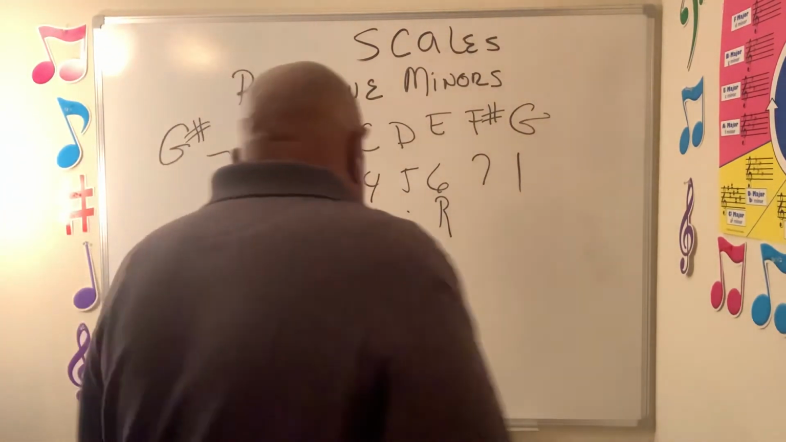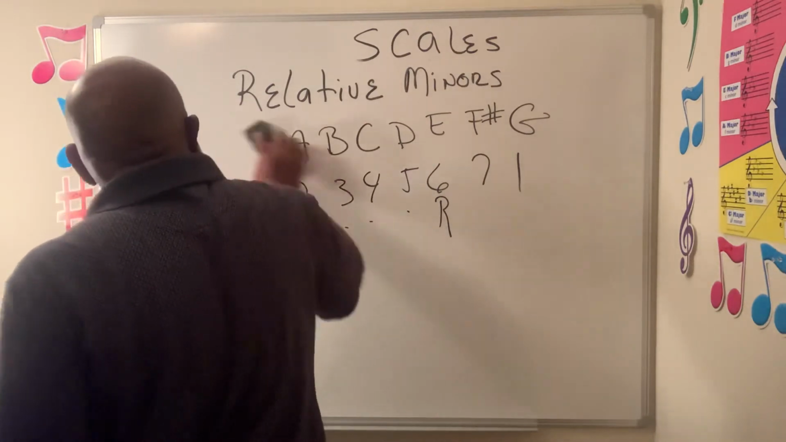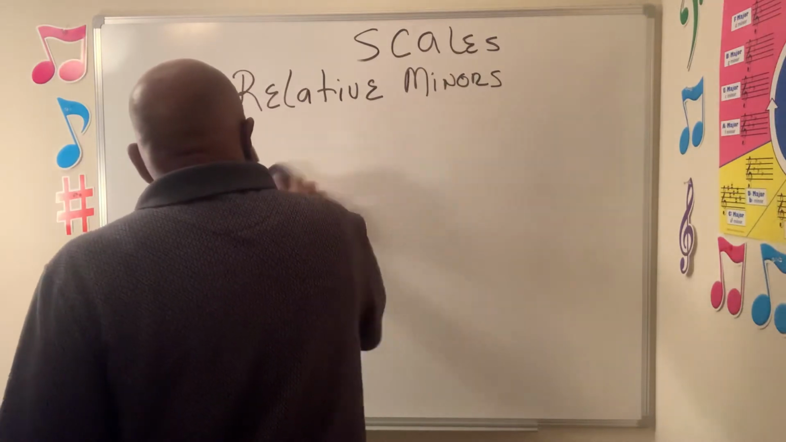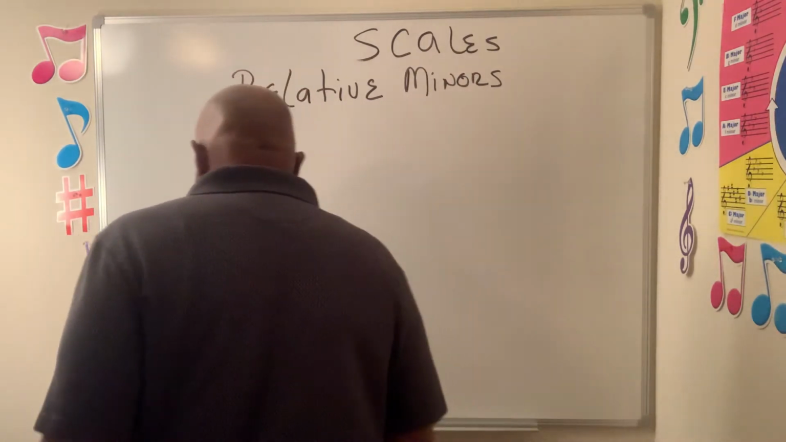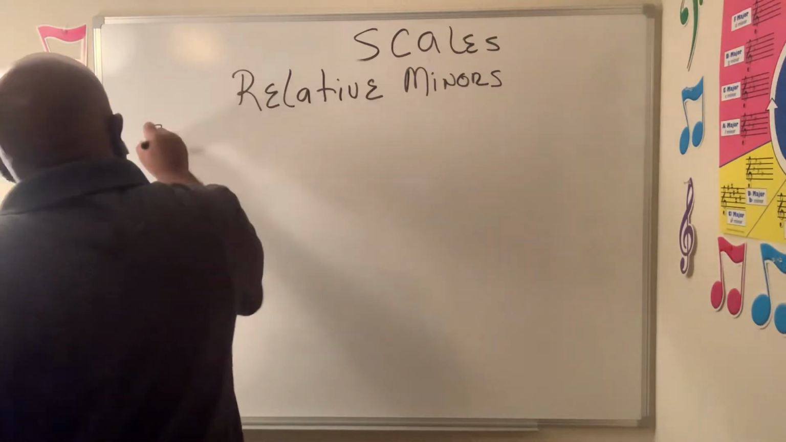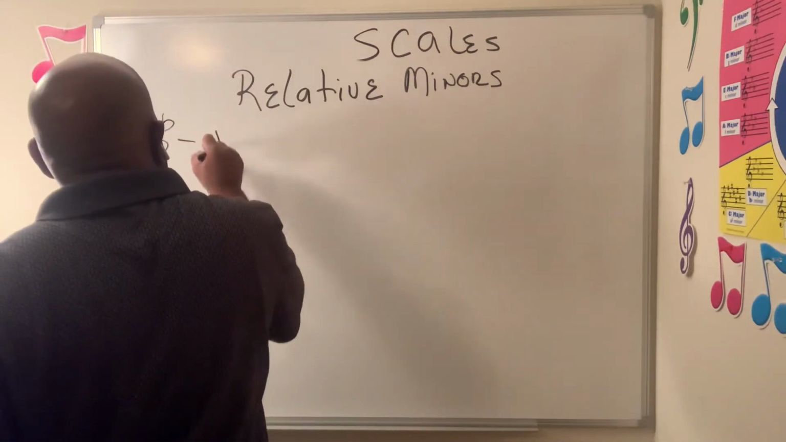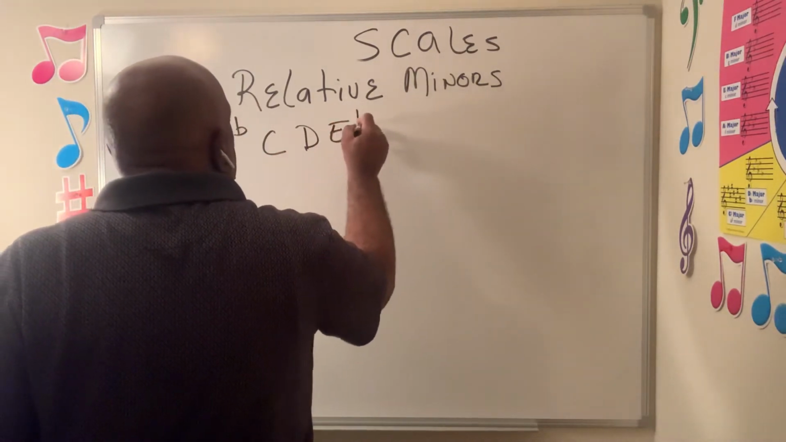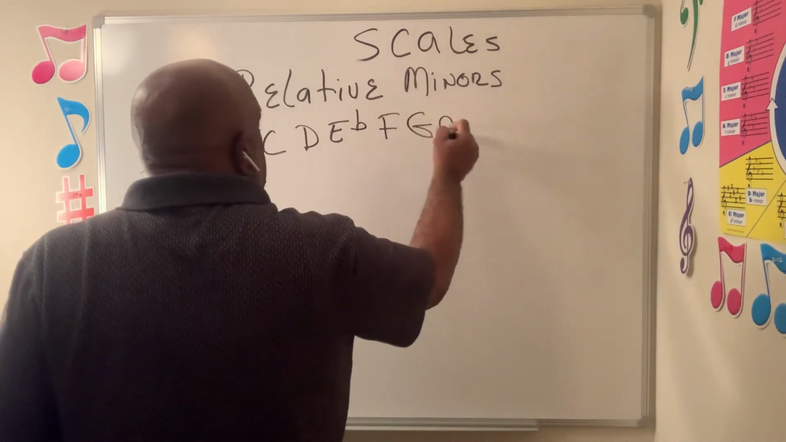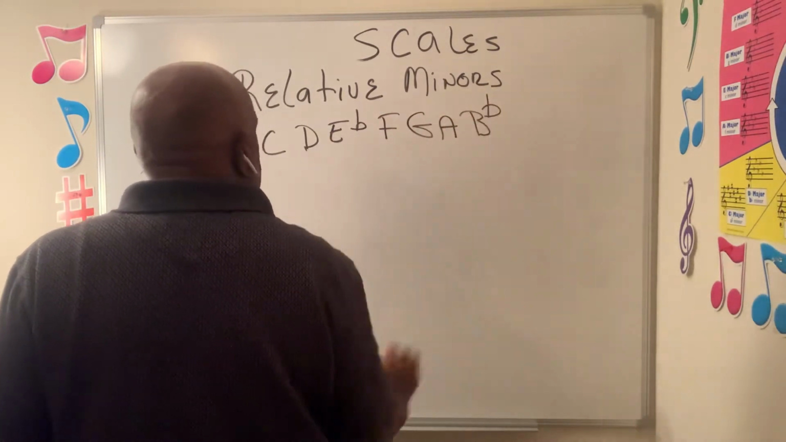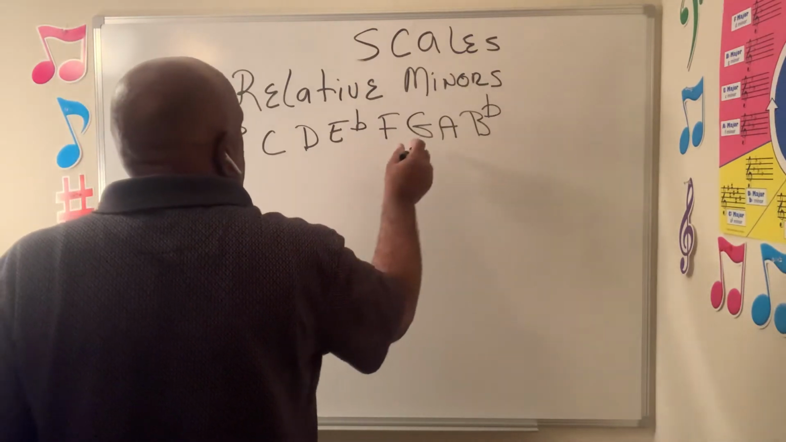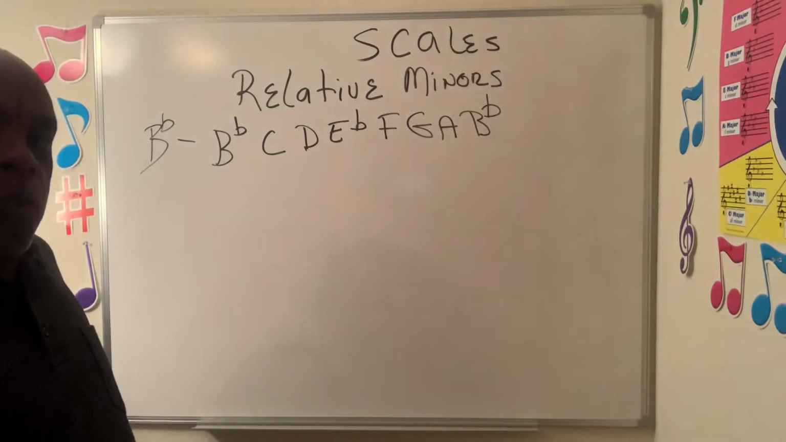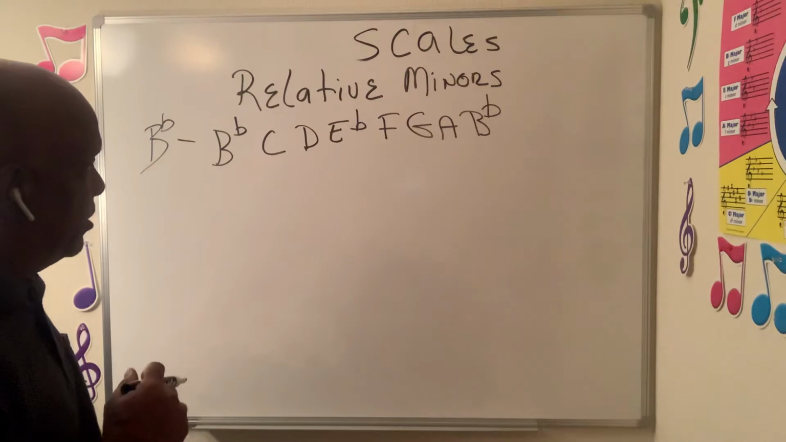All right, let's do B flat. Remember, we're doing relative minors. I just figured we'd do this since we're doing scales. Let's do the B flat major scale. It's B flat, C, D, E flat, F, G, A, B flat, right? All right, so look at that and see if you can tell me what the relative minor of B flat is.